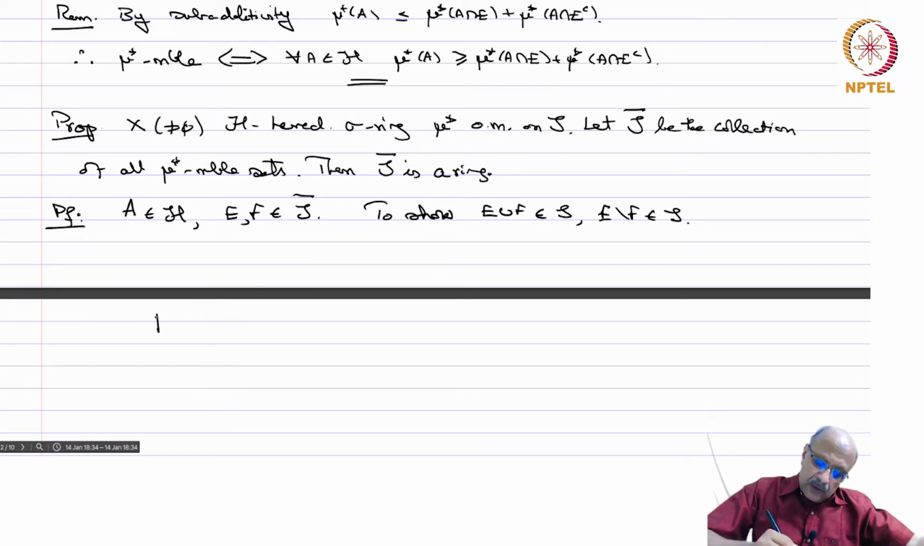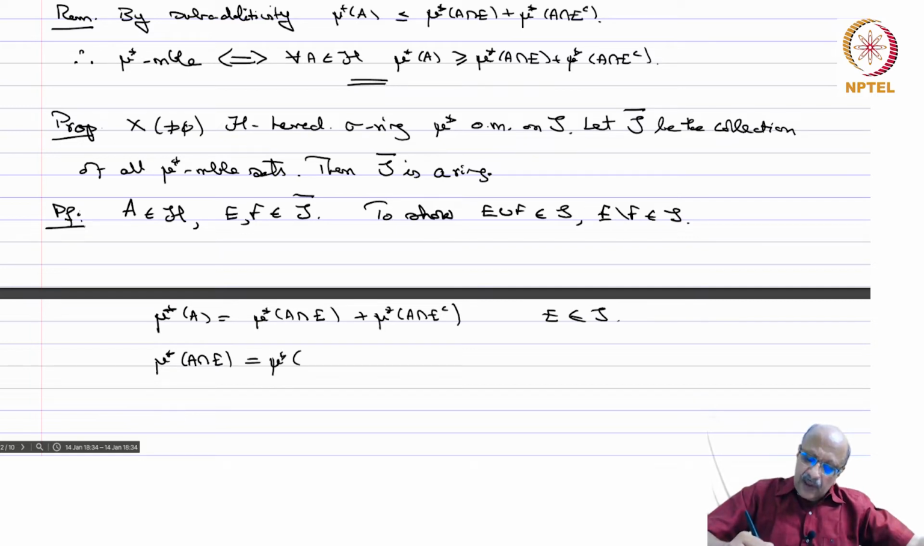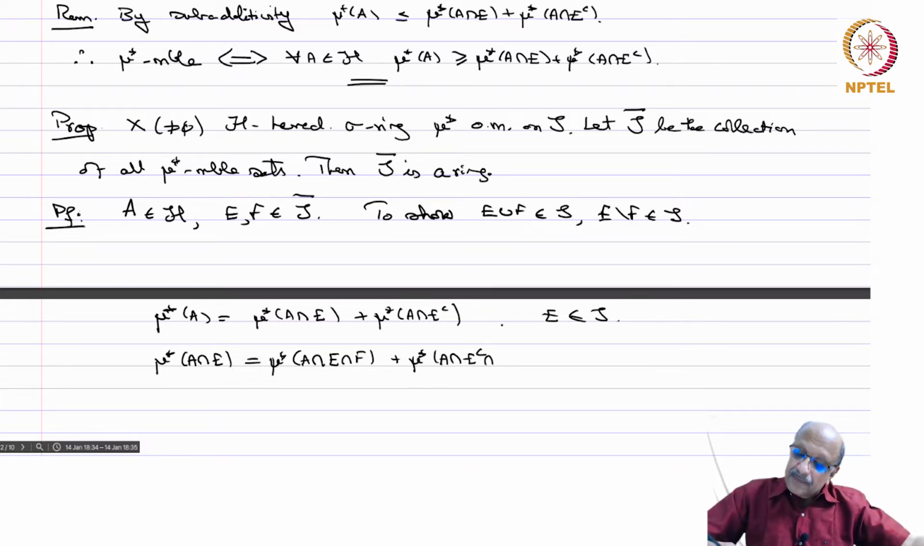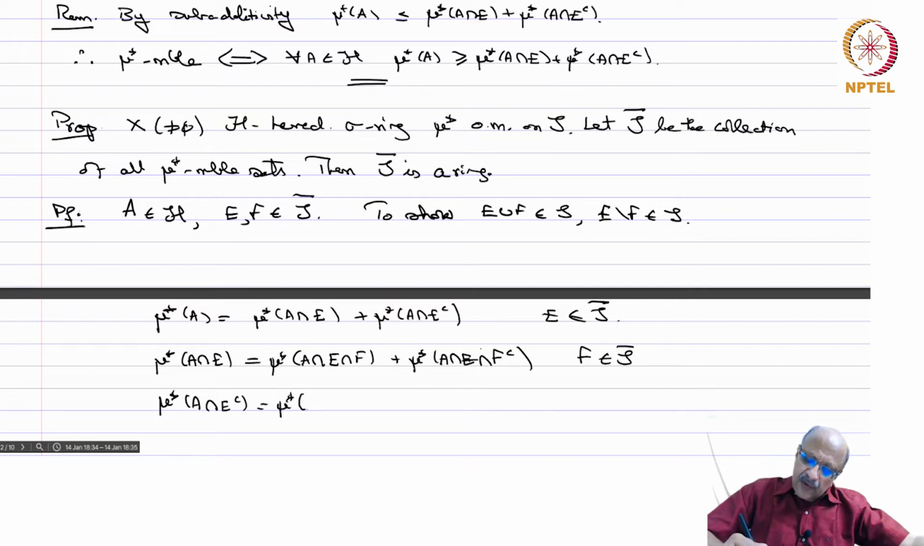So we know that mu star of A equals mu star of A intersection E plus mu star of A intersection E complement, because E belongs to S bar. Now mu star of A intersection E can be written as mu star of A intersection E intersection F plus mu star of A intersection E intersection F complement. This is because F is a measurable set. Then mu star of A intersection E complement is in the same way mu star of A intersection E complement intersection F plus mu star of A intersection E complement intersection F complement.